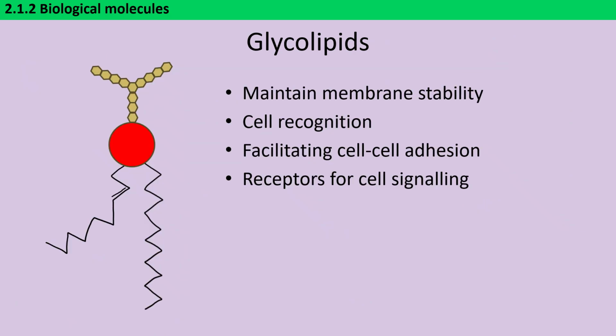Some phospholipids are modified even further by the addition of one or more carbohydrate chains. These specialised phospholipids are called glycolipids, so remember glyco is anything to do with sugars. These glycolipids have roles in maintaining the membrane stability, cell recognition, facilitating cell-to-cell adhesion where cells stick together, and also as receptors for cell signalling.